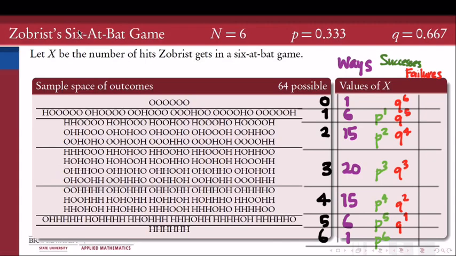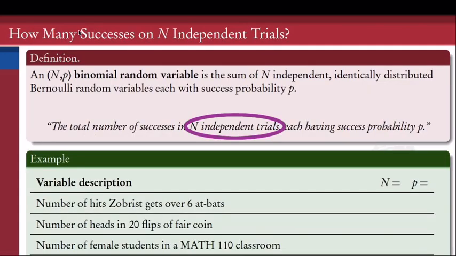The problem is I don't want to have to list out all these outcomes in order to determine this column right here, the number of ways in which he can make these different outcomes happen. So what we'd like is a formula that can do that for us instead. And what we're going to find a formula for is a distribution for what's called a binomial random variable.